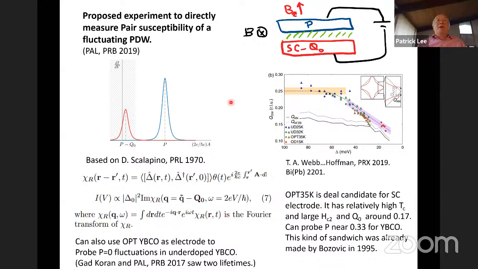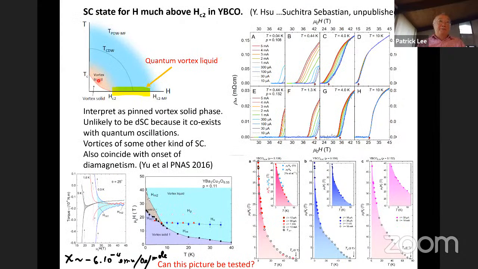This should allow you to probe this directly. The good thing about this optimally doped single layer is that it has a large gap of about 40, 50 millivolts, and very high Hc2. So we can apply a big magnetic field and put the underdoped YBCO here. In principle, this can allow you to probe this region and directly measure the pair fluctuation. That will be very exciting, whatever you find, because it will tell you whether this anomalous behavior is coming from a fluctuating conventional D-wave or a fluctuating pair density wave.